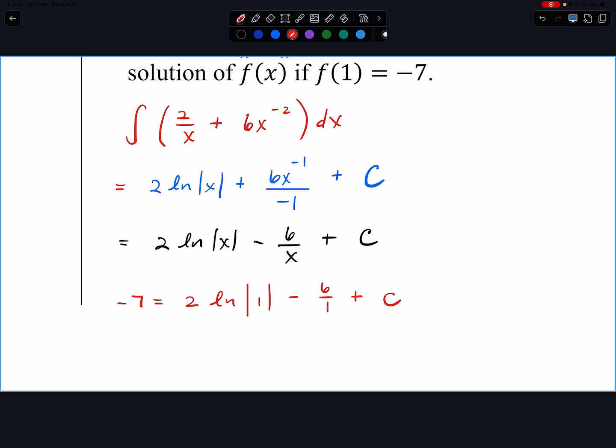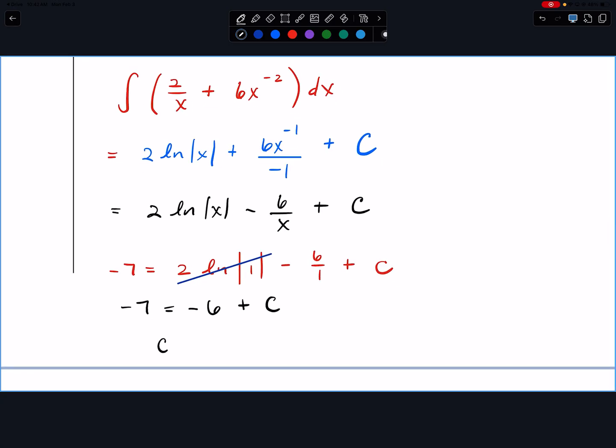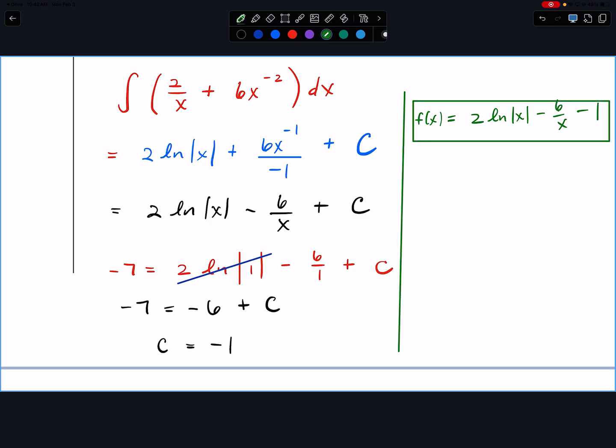Okay. Assuming you don't have a calculator, what's the ln of 1? 0. So 2 times 0, so this is just 0, so goodbye. So negative 7 is equal to negative 6 plus c. Add 6 to both sides. C is negative 1. So don't forget to write your final answer as a function. So f of x is equal to 2 times the natural log of x minus 6 over x minus 1.